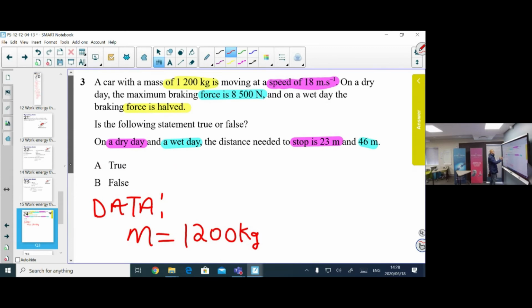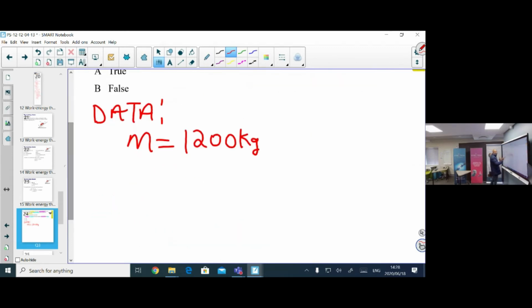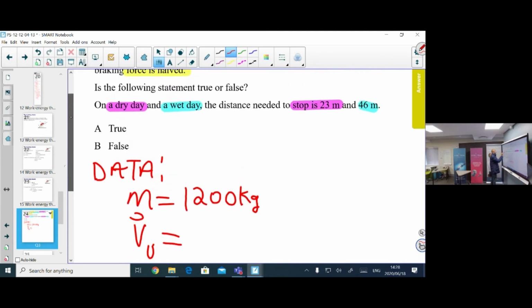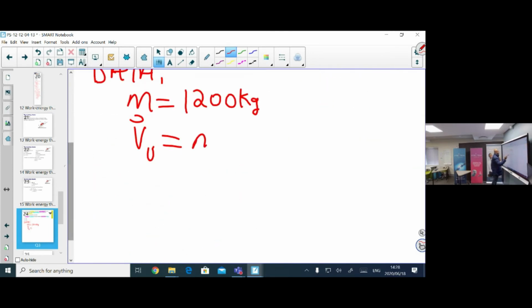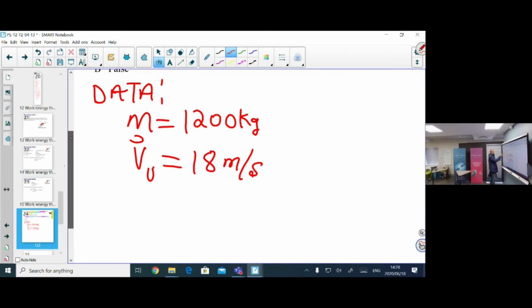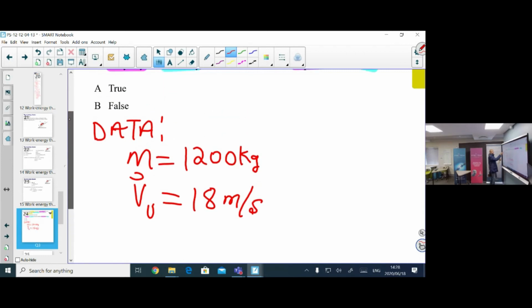We have a speed. That is the initial velocity, which is equal to 18 meters per second. This is 18 meters per second. Okay, what else?